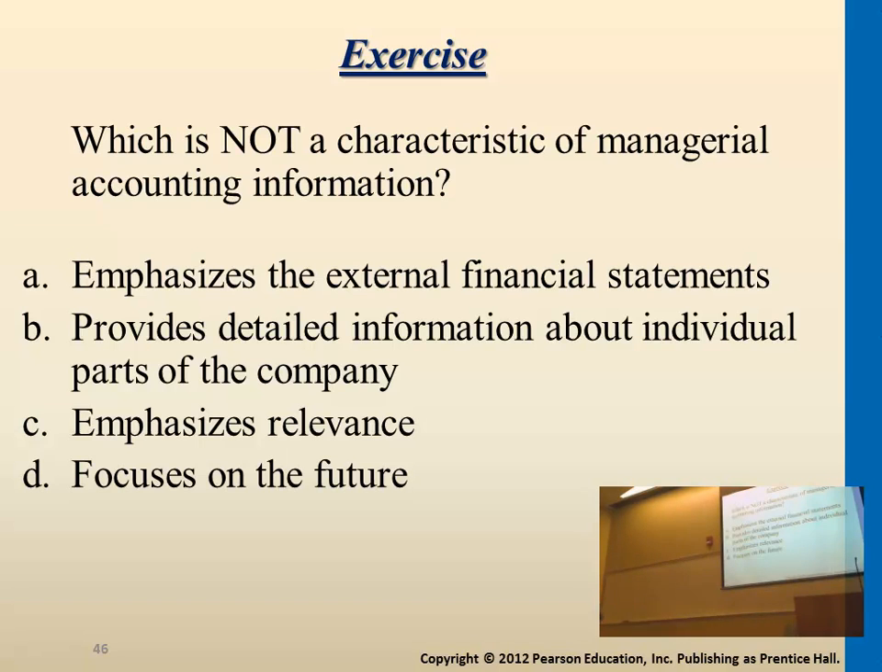A. Why? External. Right. It's a key term over here. External information is for people who do not work in the business, outsiders, investors, creditors. We're learning how to provide information as management accountants to management level internal users. Okay. So detailed information about individual parts of the company, that's a managerial accounting report. Emphasize relevance. Of course, information has to be relevant to the actual production site. On the future because we need to do budgeting. Okay.